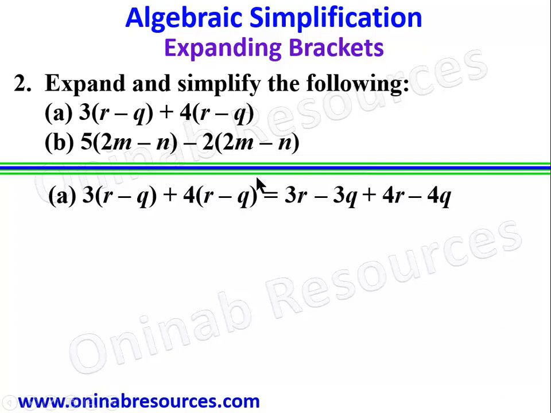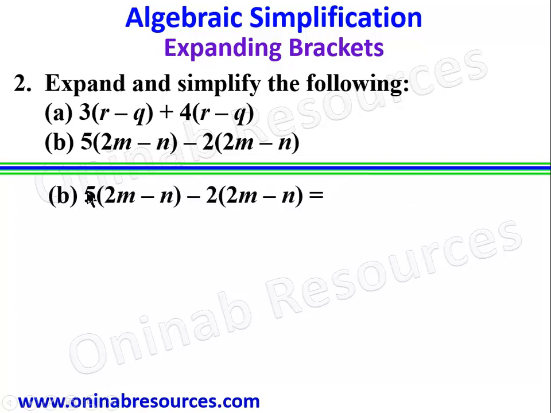Then we now go ahead to simplify by collecting the like terms. So we collect the terms with r together and collect the terms with q together. So we have 3r and plus 4r, negative 3q minus 4q. So 3r plus 4r gives 7r, and negative 3q minus 4q gives negative 7q. That is the end of the expansion and simplification of problem 2a. So we go to problem 2b.